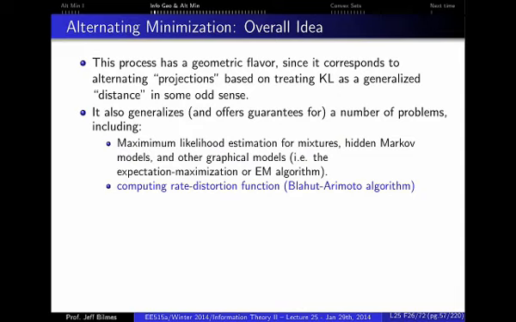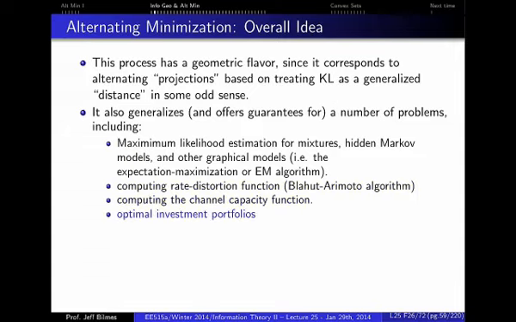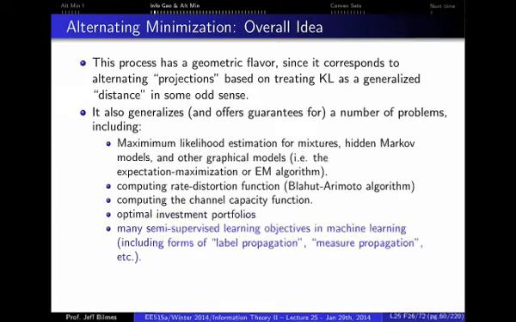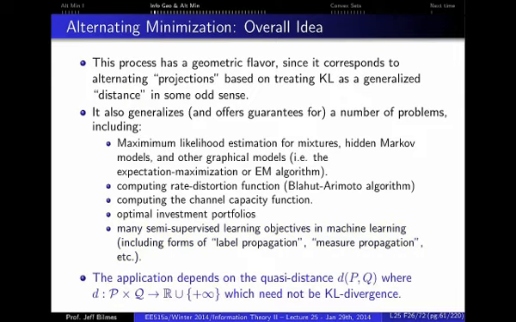We saw it corresponds to the rate distortion function computation, or what's known as the Blahut-Arimoto algorithm. Also for computing the channel capacity function, which we saw. For certain investment portfolio optimization problems, there are a number of people in finance who are interested in this, and also a number of semi-supervised learning objectives in machine learning, including the well-known label propagation form of semi-supervised learning, and also measure propagation. These are both instances of alternating minimization that work. And so they really depend on this guy, and we're going to call this a quasi-distance.